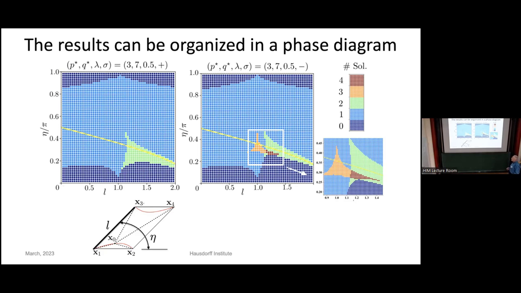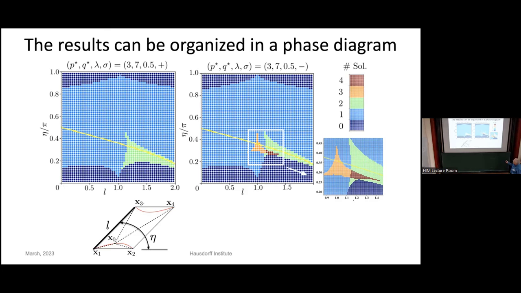So actually, you can have a phase diagram. It makes a nice way to organize your results, just like material science. Material science uses phase diagrams, and in this phase diagram, the coloring denotes the number of solutions. There can be no solutions, such as down here. This is a finer resolution, but then you can have up to four solutions in this particular part of the phase diagram.